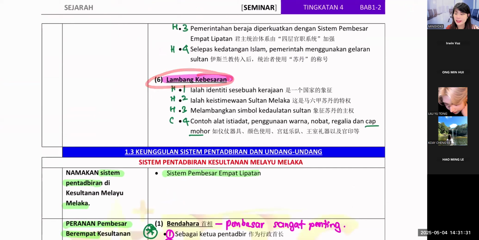Lambang kebesaran is the identity of the government. It also represents the king's special position and special sovereignty. For example, they have Cap Mohor, Adat Istiadat, Warna, Nobat, Regalia, you know, all this as examples of lambang kebesaran. Alat kebesaran. Guys, all these are alat kebesaran.